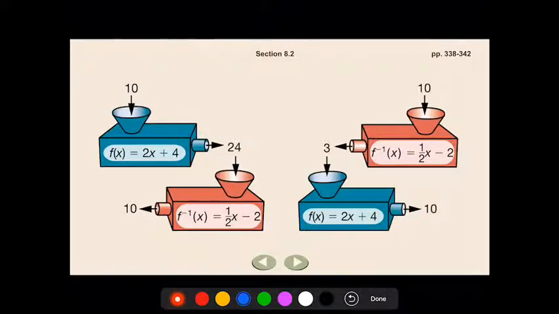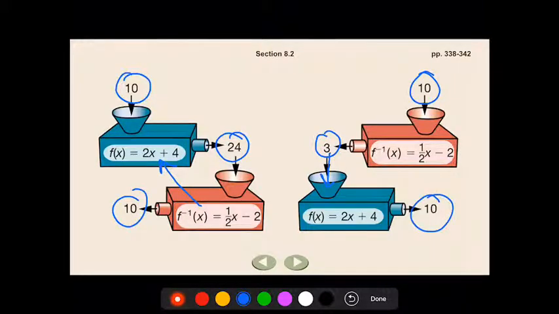Here, I take 10 and plug it into my f of x function. I get 24. Then I plug 24 into this function's inverse, and I get 10. Same thing here: 10, you plug it into f inverse, the inverse function, you get 3. You plug that back into the f of x function, and I get 10. They're both equal to each other, so these are considered inverses of one another.